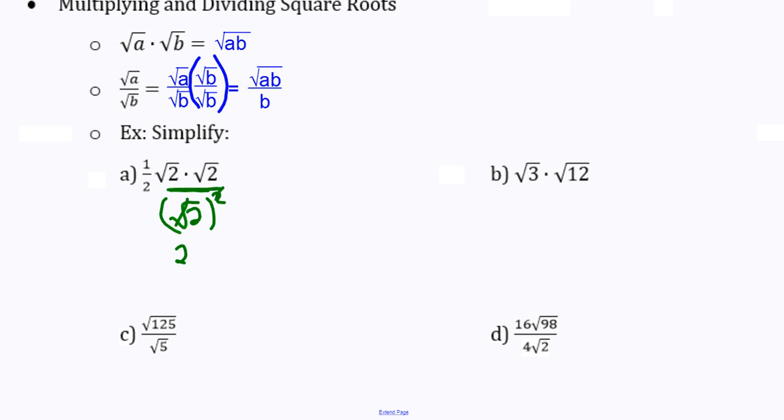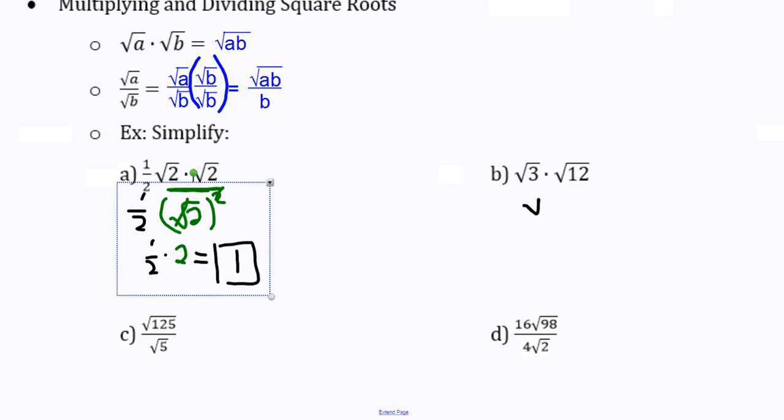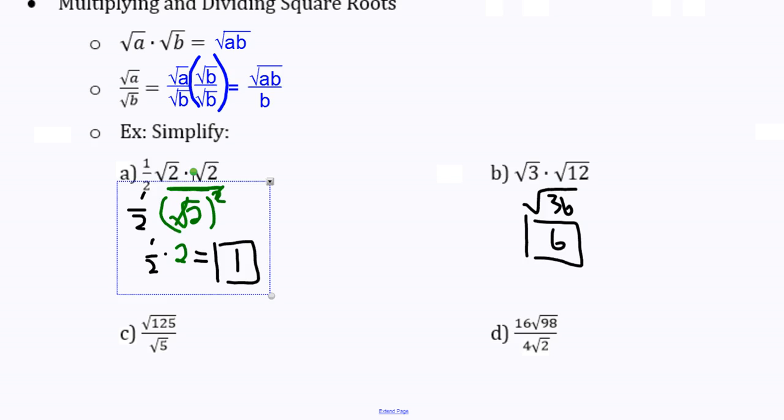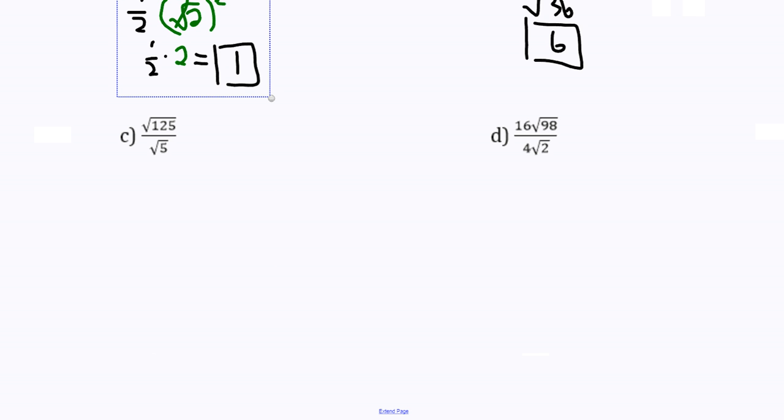Okay, so in this particular problem, I have 1/2 times our radicand 2 after we square it, and so my total result is 1. In example B, I just have a product of two radicands, so I can multiply them, we get 36, and the square root of 36 we know is just 6. Moving right along, in example C, we are fortunate enough that 5 does divide into 125 evenly. So because these two things are both under the square root, I can divide them one into the other. So 125 divided by 5 is 25, and the square root of 25 is 5.